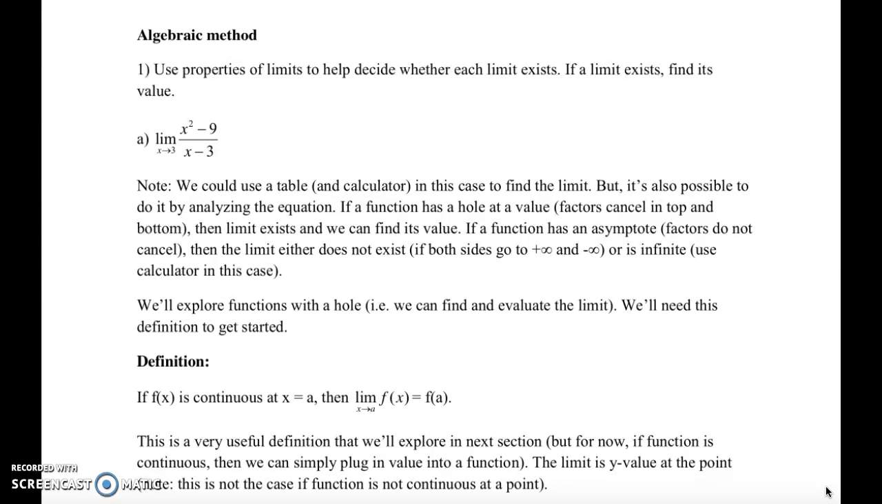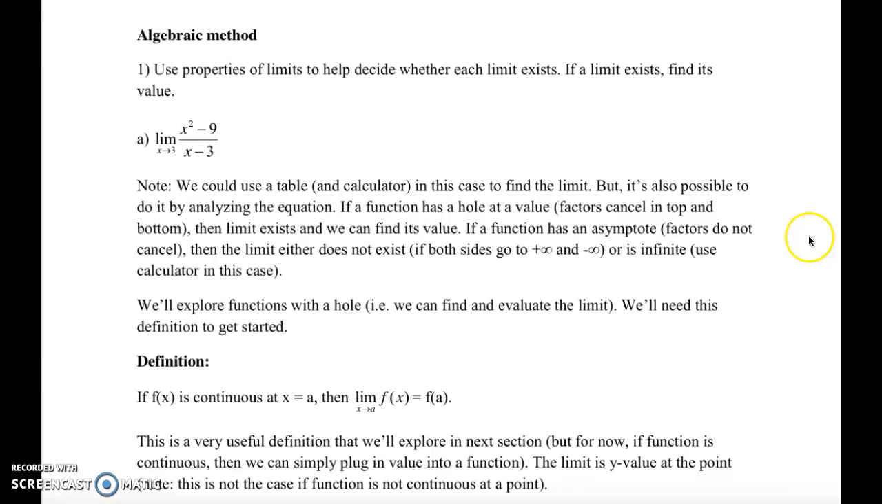Here is an example. We have the limit as x approaches 3 of x squared minus 9 over x minus 3. We can see that at positive 3, which is where our limit is approaching, the value does not exist. We could use a table and a calculator, calculate all those values and find the limit. But we could also look at the equation and see what's going on.